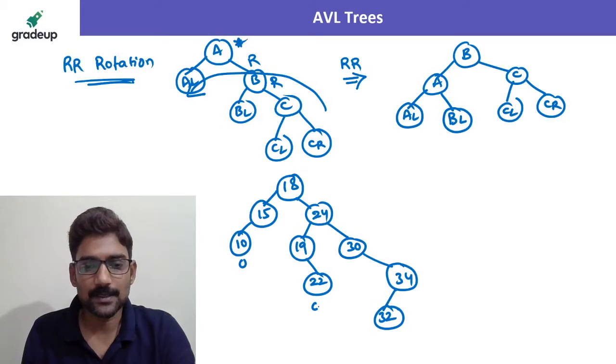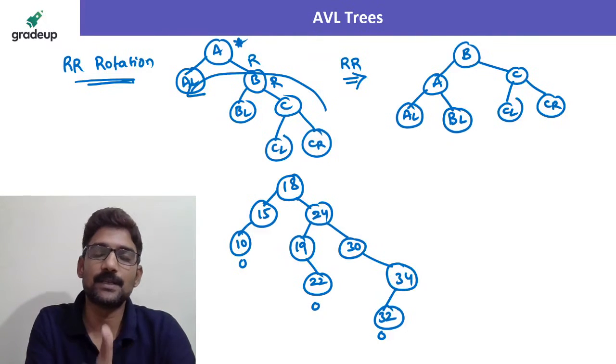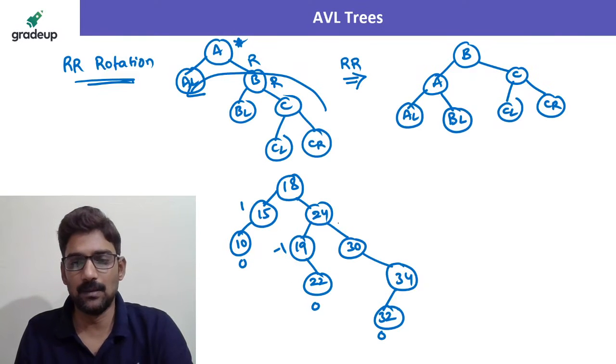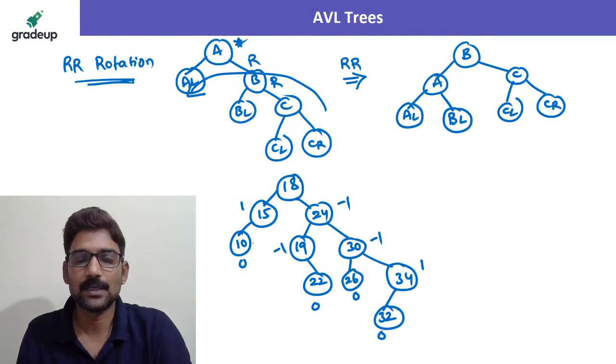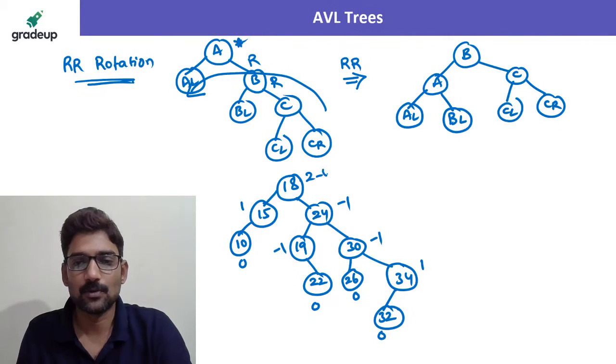If you see the balance factors, leaf nodes balance factors are 0, because they are inserted in the left only. 15 balance factor is 1, 19 balance factor minus 1, 30 balance factor minus 1, 34 balance factor is 1, 24 balance factor minus 1, 18 balance factor is 1, 2 minus 1, 2, 3, 4, 2 minus 4 minus 2. So 18 becomes the critical node.